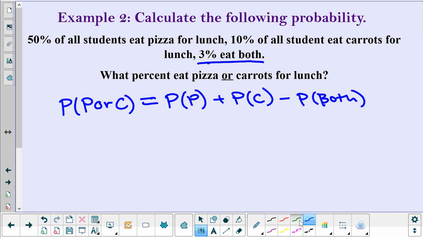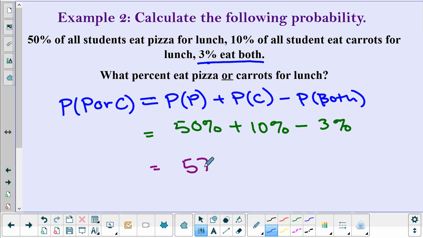So in this case, the kids who eat pizza are 50%, the kids who eat carrots are 10%, and the kids who eat both are 3%. So that 3% of kids are the kids that got counted twice. Can't count them twice, so we have to subtract them away. So 50 plus 10 minus 3, that's 60 minus 3, which is 57. So 57% eat pizza or carrots.